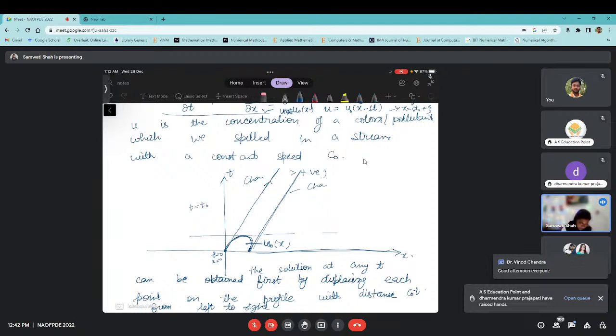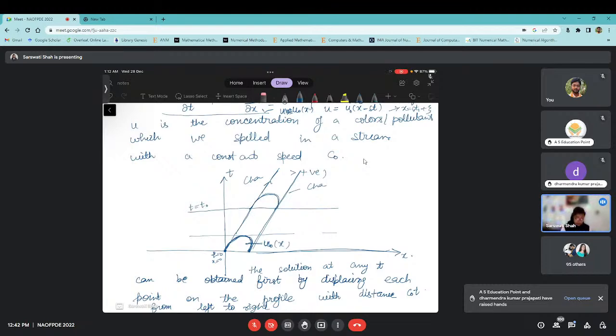Only the distance will change. It means our curve, if this line is at t equals t naught, will go here. Only the points, the pollutant, is displacing with the distance c naught t. There is no change in the form of u naught. It is going from here to here.